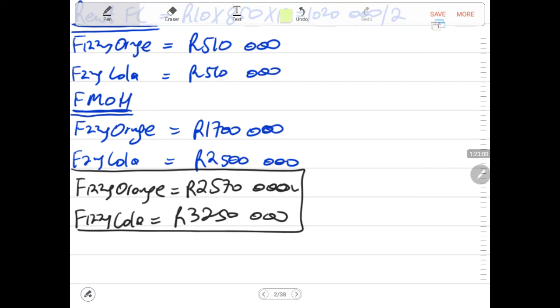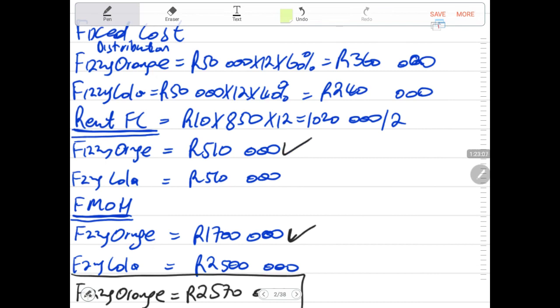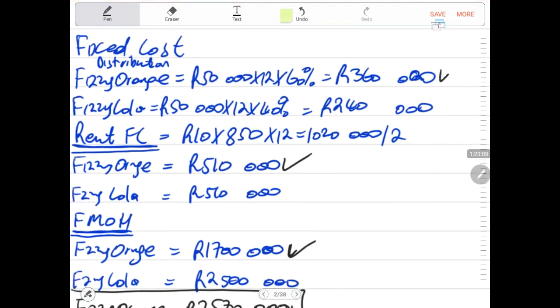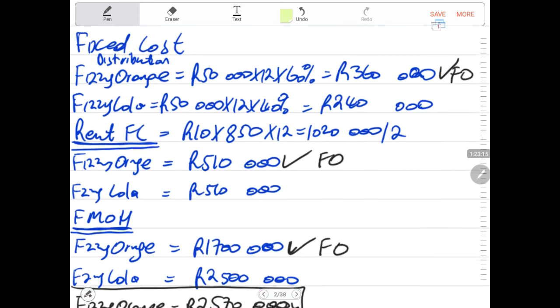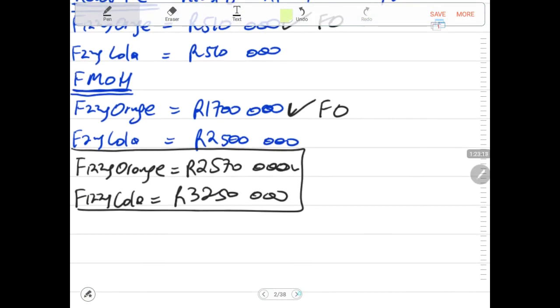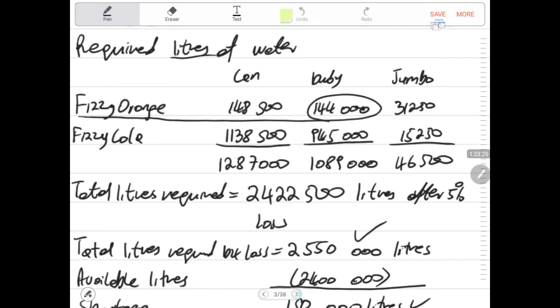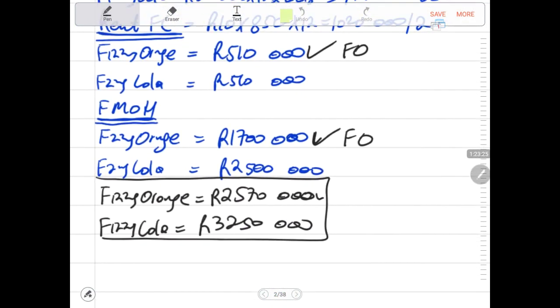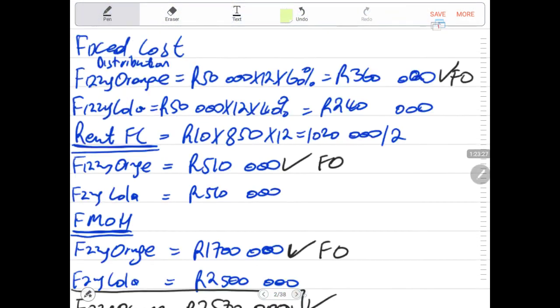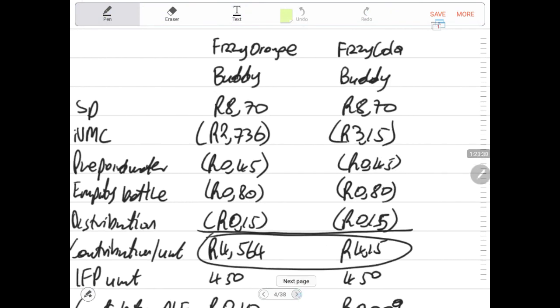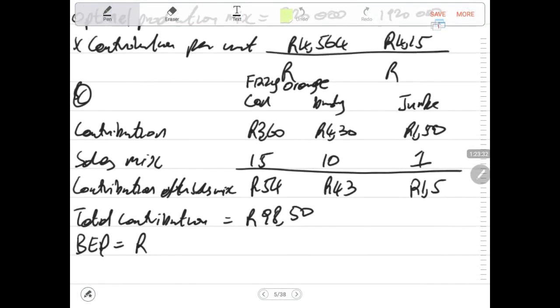2,570,000, which was made of 1.7 plus 510,000, fizzy orange 360,000. So that is where the 2,570,000 is coming from. 2,570,000, yes. 2,570,000 of the total fixed cost.